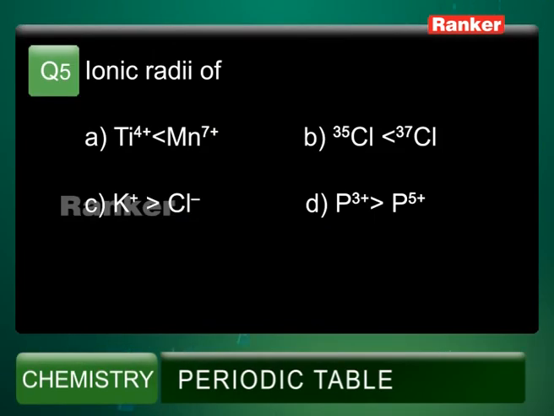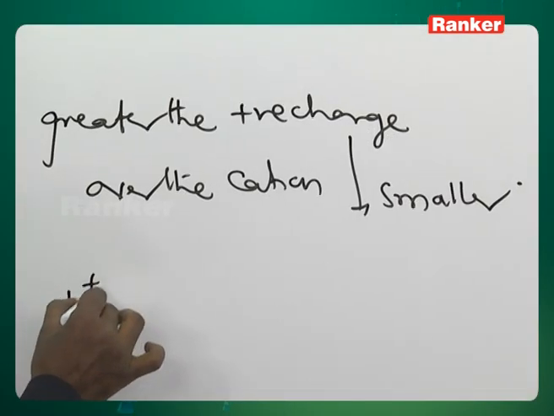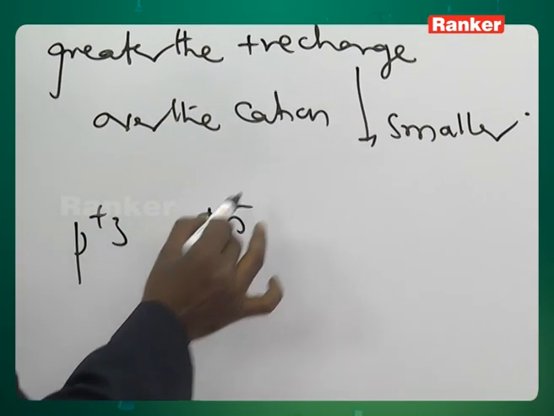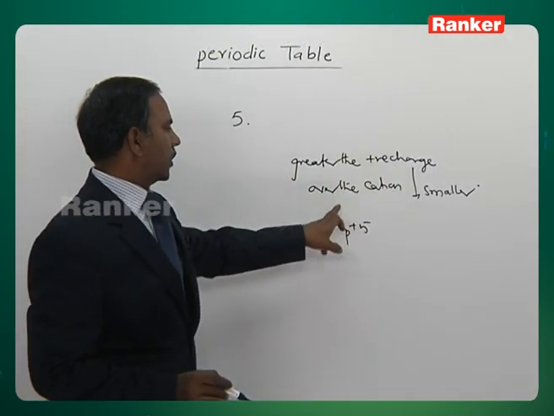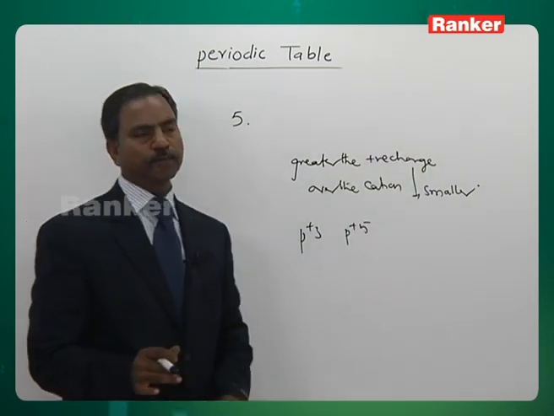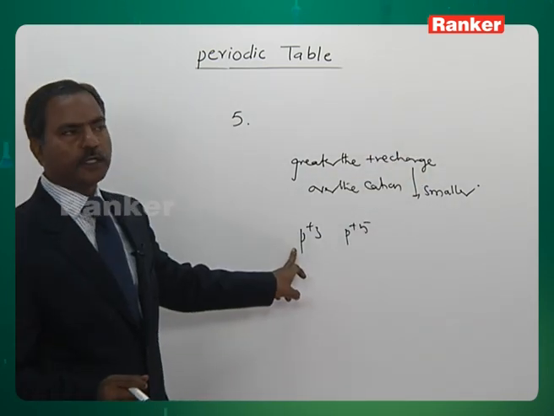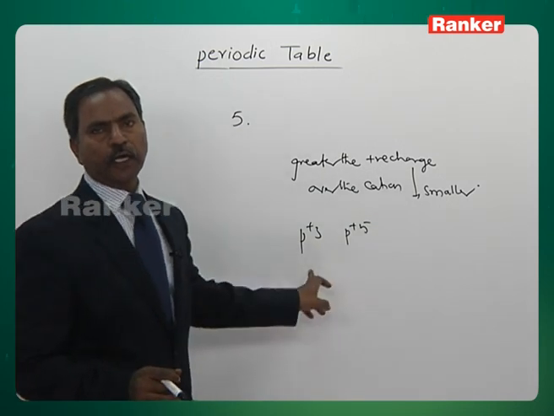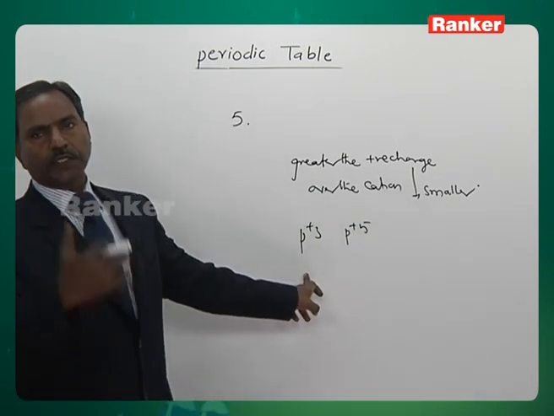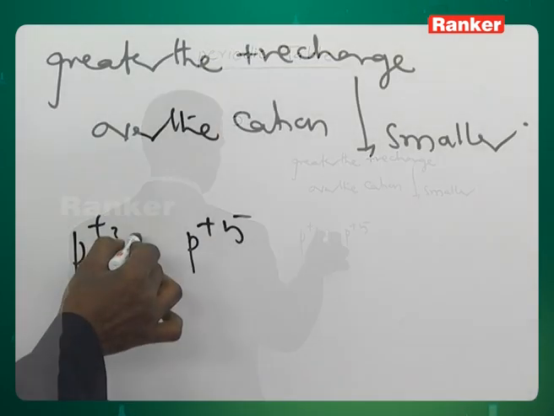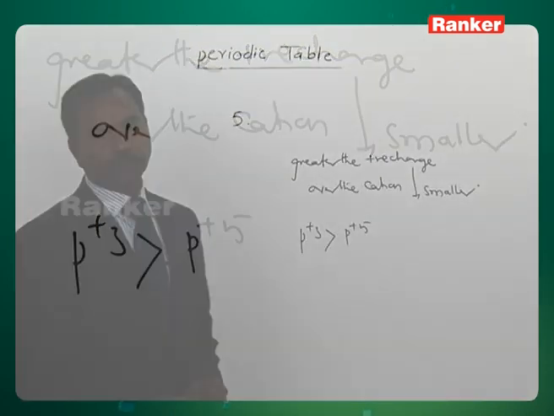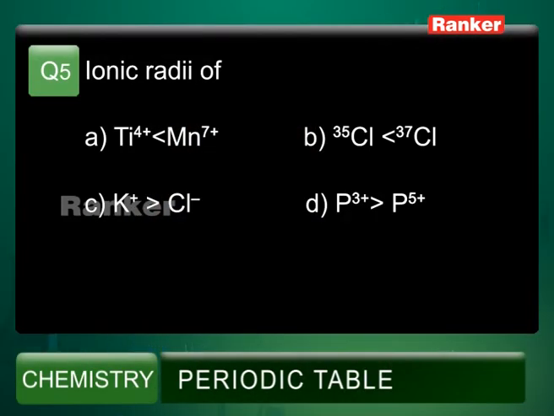Coming to this particular D, phosphorus plus 3 and phosphorus plus 5. According to this concept, the greater the positive charge over the cation, the smaller is the size. Here, phosphorus plus 3 is definitely carrying less positive charge than phosphorus plus 5. Therefore, phosphorus plus 3 is bigger than phosphorus plus 5. Therefore, question number 5, answer is D.